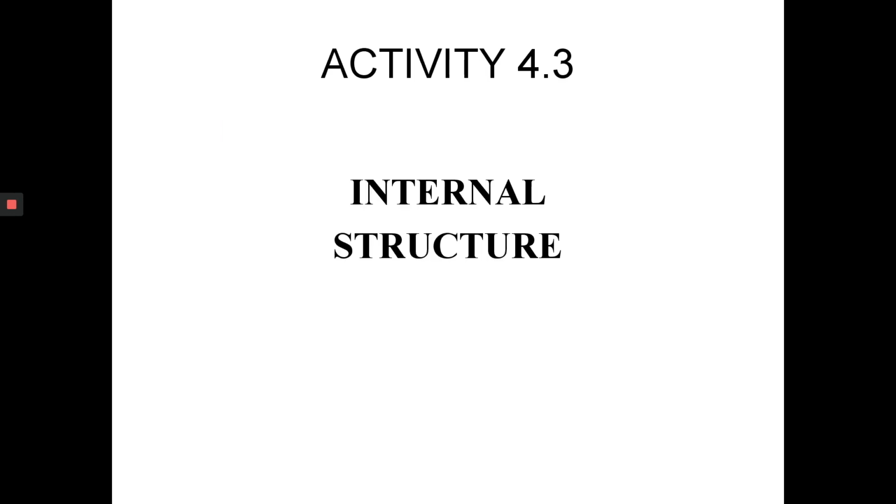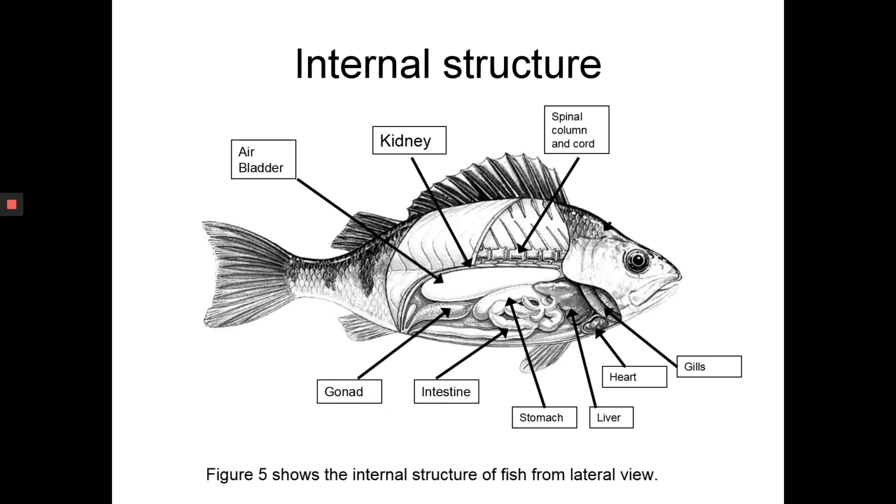Lastly, activity 4.3, which is we observe the internal structure of the fish. So, fish has an air bladder which is very important for the fish. It also has a kidney, spinal column and cord, gills which are covered by gill cover, heart, liver, stomach, intestine, and gonad. So this is the lateral view.